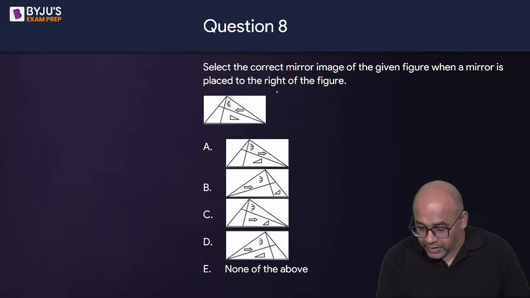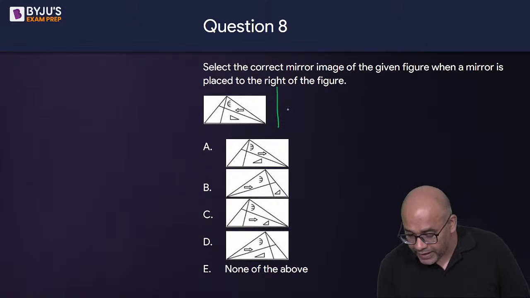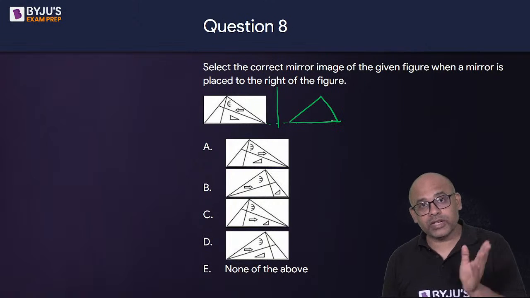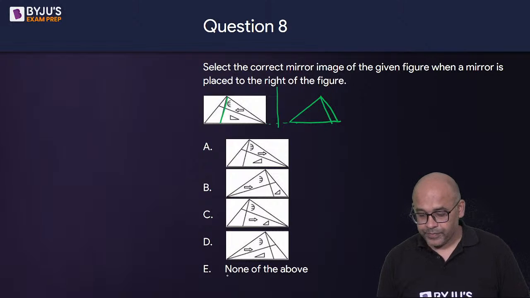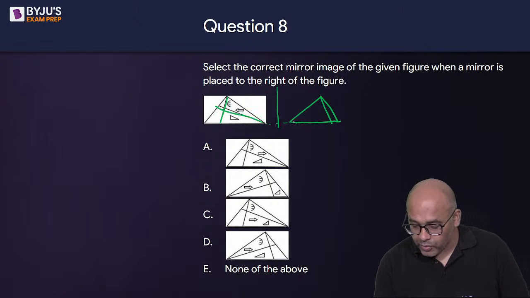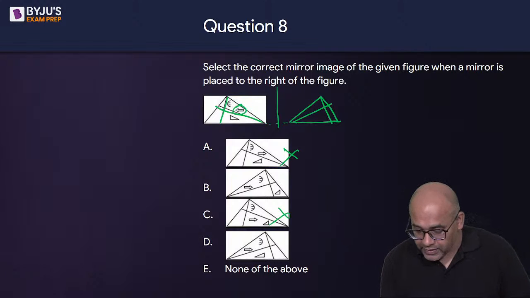So there is a mirror that is kept here. So when you keep a mirror here, this line will be like this and like this and this. This is how the triangle will be. First draw the triangle, then this line will become this and this line will go up like this. So clearly this is gone and this is gone, right? Two options are gone.